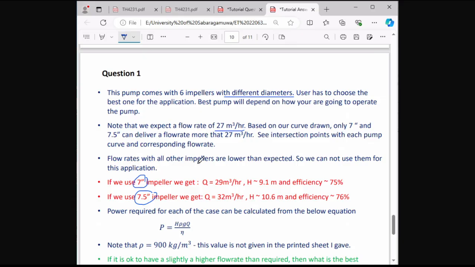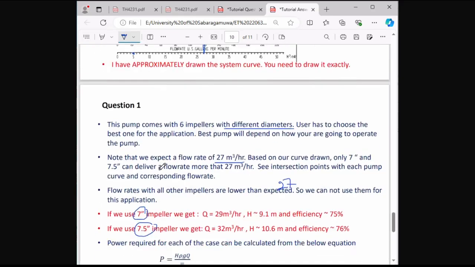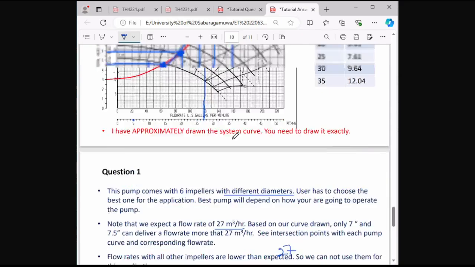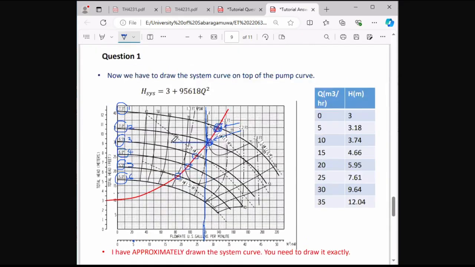Then the flow rate with all other impellers is lower than expected. We expected a value over 27 cubic meters per hour, so we cannot use them for this application. Okay, then we can use both of these values. Then you can calculate the head according to this point.